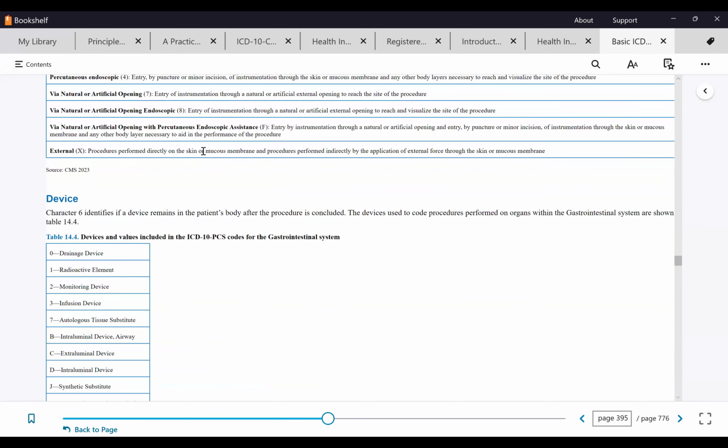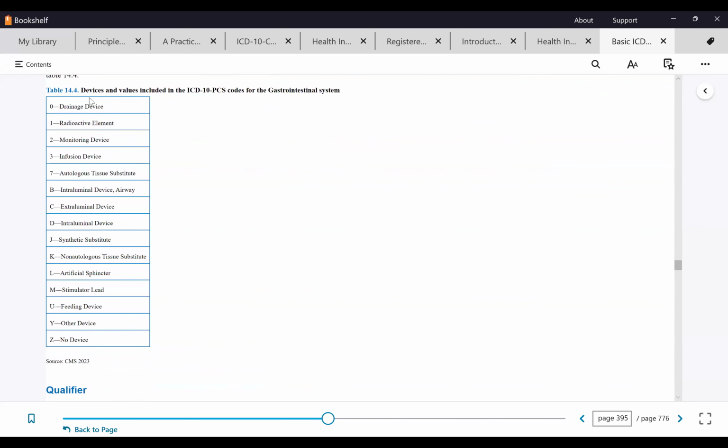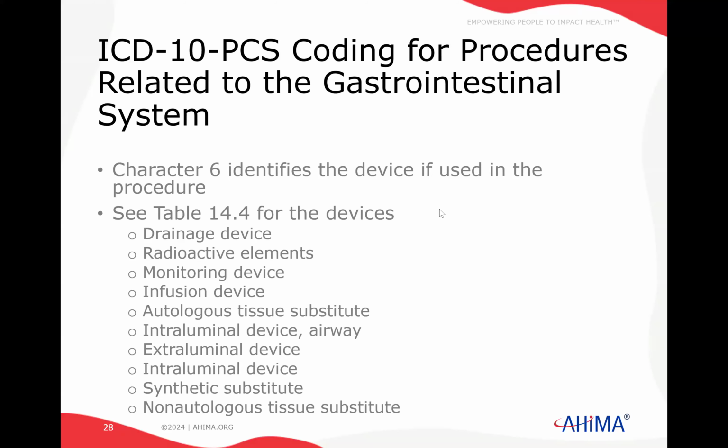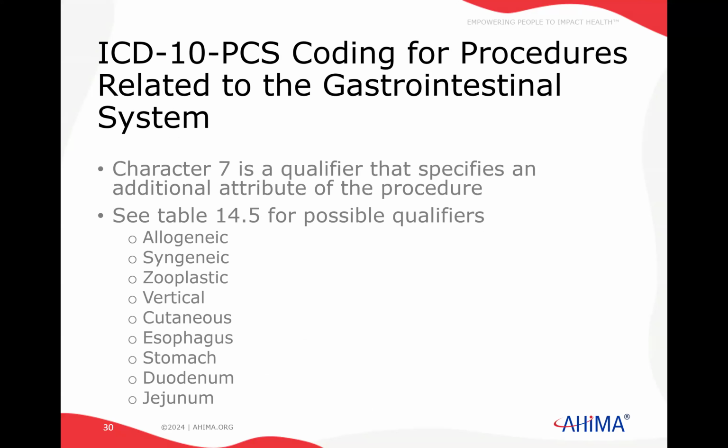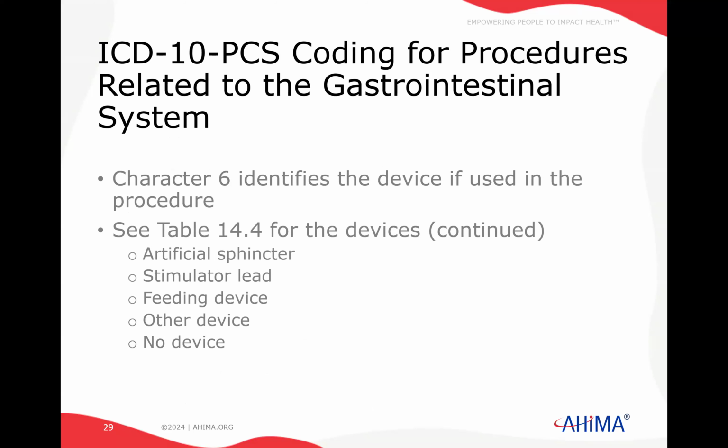We also get into devices, right? Sometimes we'll have drainage devices, radioactive elements, extraluminal devices, all these different types of things. And now, again, as we discussed, these are the devices. Sometimes people have an artificial sphincter put in, stimulator lead, feeding devices, other devices, and so on. That takes us through the 6th character.